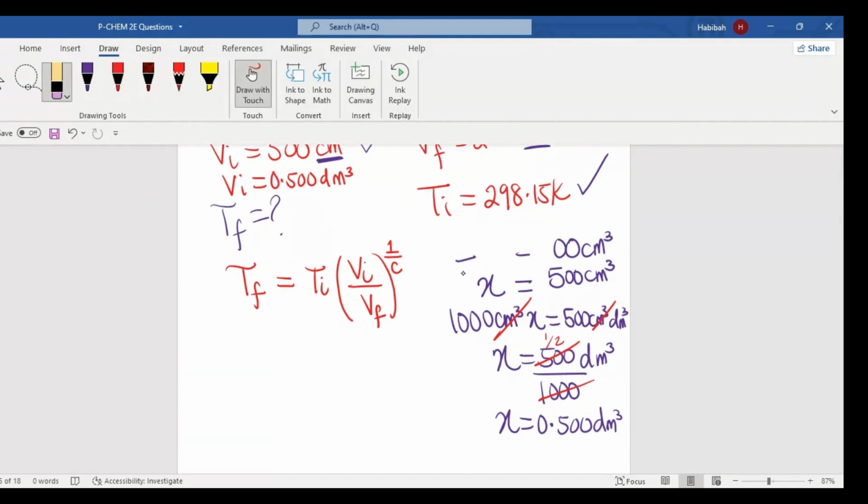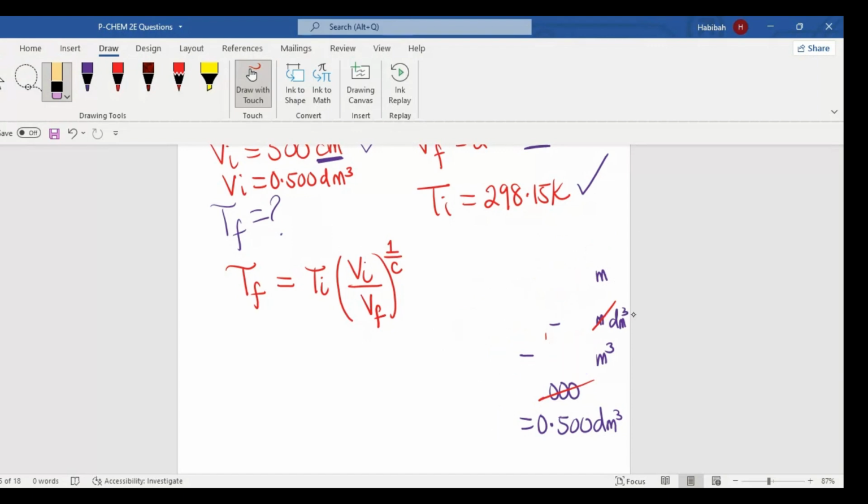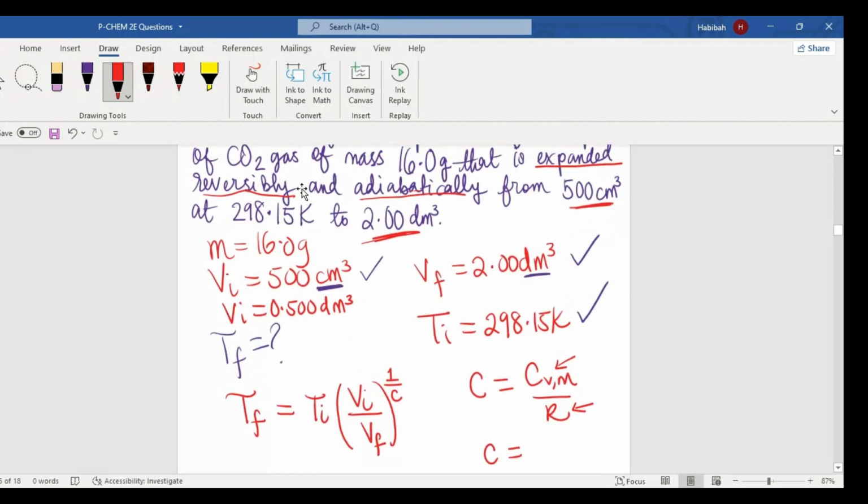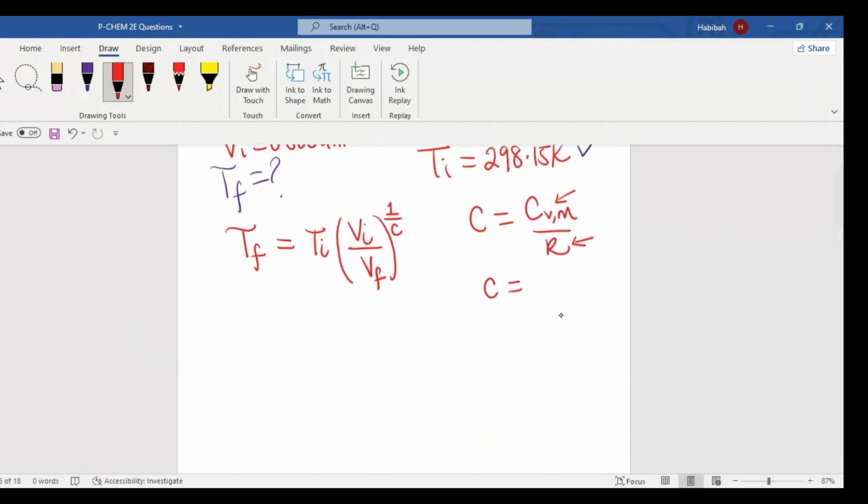Let me erase this work so that we don't have to go too far. So to find C, we have to note that the formula is C = C_V,m divided by R. So this is the molar heat capacity at constant volume, as well as the gas constant. So we know the molar heat capacity of this particular question, CO2 gas, is going to be 28.2 joule per mole Kelvin.